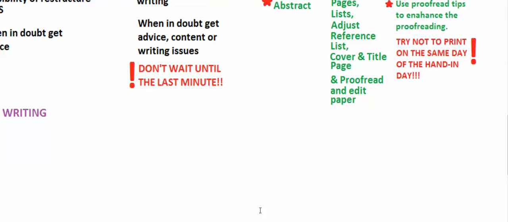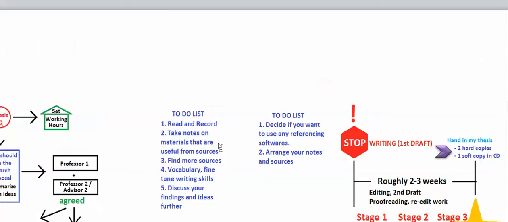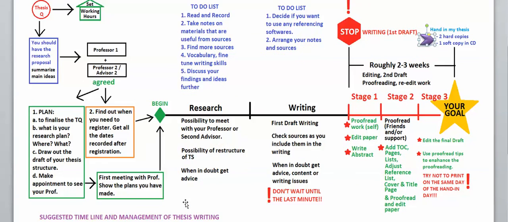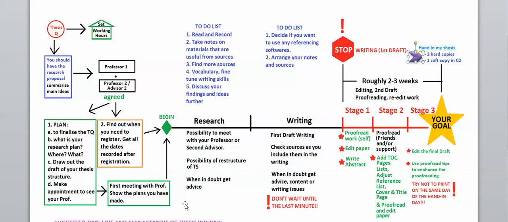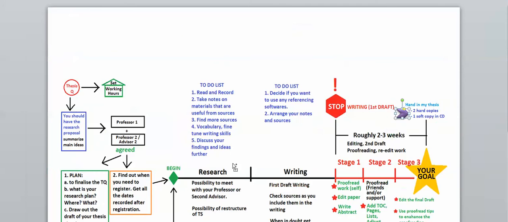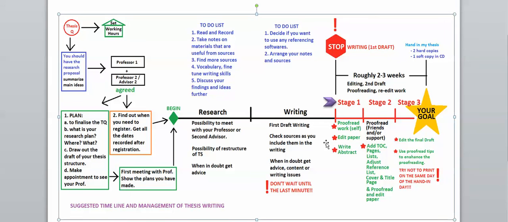So I hope this suggested timeline and these tips are helpful for you. The most important part when you're writing is proofreading. Of course, I'm not saying the research stage and the writing stage are not important. They are just as important. The final stage is also very crucial. When you get everything right, you feel very confident handing in your piece of work.